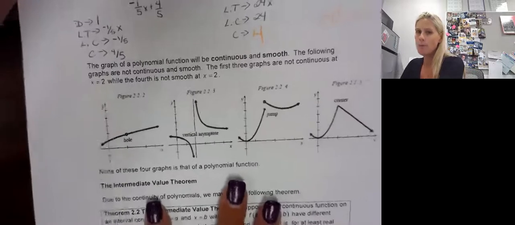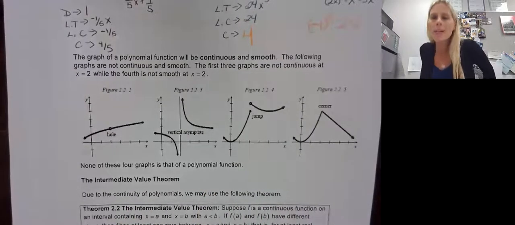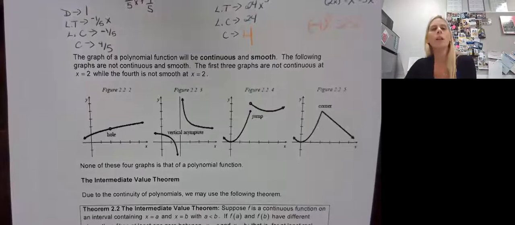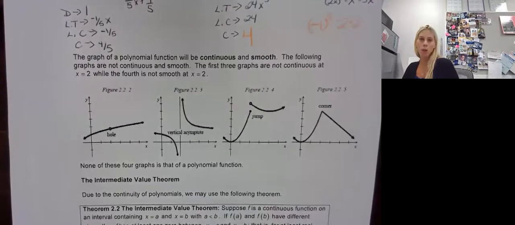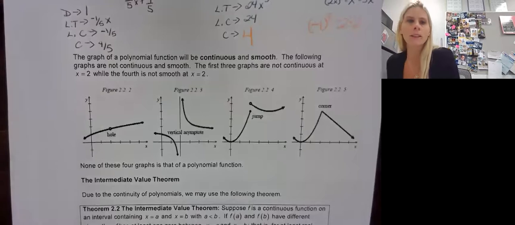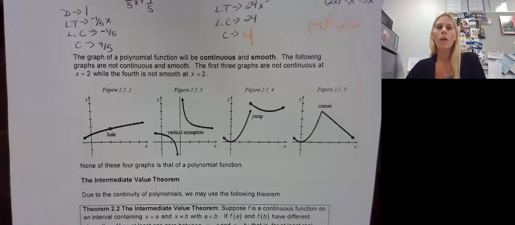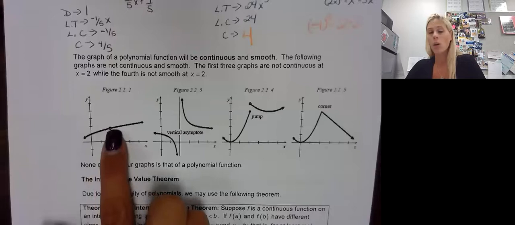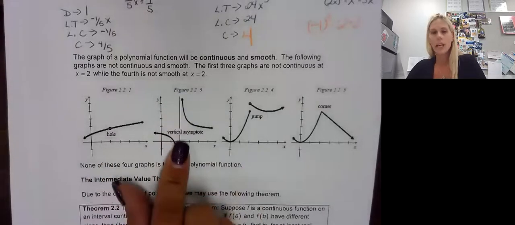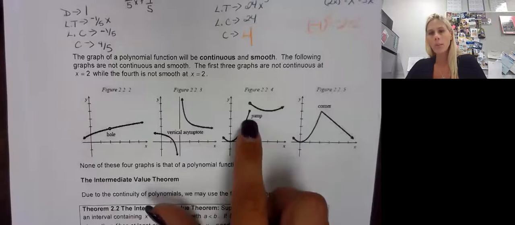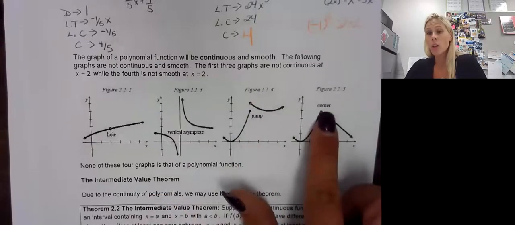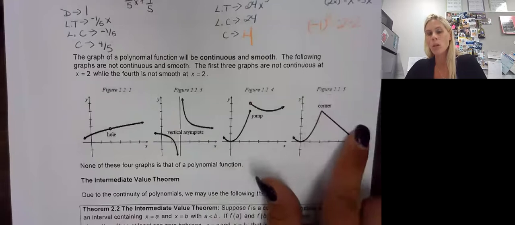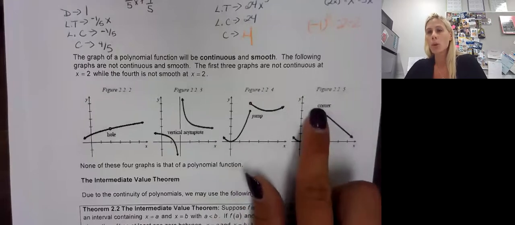Awesome. Okay. The graph of a polynomial function will be continuous and smooth. The following graphs are not continuous and smooth. The first 2 graphs are not continuous at x equals 2, and the fourth is not smooth. So these are 4 different ways to not be continuous. You can have a hole, you can have a vertical asymptote, you can have a jump, or you can have a corner. Anytime we get a corner here, this is not smooth.